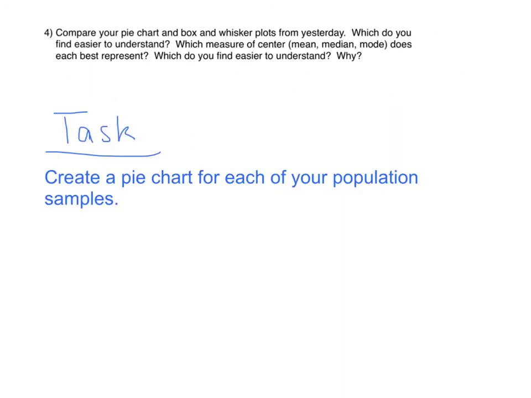Now I want you to compare the pie chart you created today and your box and whisker plots from yesterday. Do you find one of them easier to understand or interpret than the other? Each one best represents a different measure of center. Which one do you think each represents? Your final task is going to be creating a pie chart for each of your population samples. That means each of you will be creating 2 pie charts on your own. Good luck!